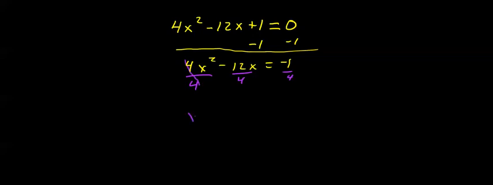I end up with x squared minus 3x plus something equals negative 1/4 plus something. Remember, before you do the half of the linear coefficient and square it, you must get this coefficient here to a 1. Right here. The leading coefficient must be 1.